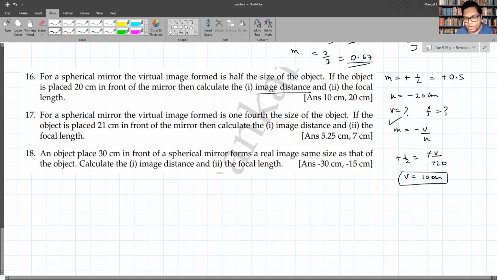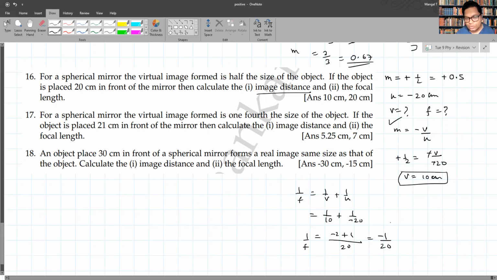Okay, now we want f. So 1 by f is 1 by v plus 1 by u, and this is 1 by 10, and this is minus 20. So here this is 20. So that will be minus 2 plus 1. That is negative 1 upon 20.